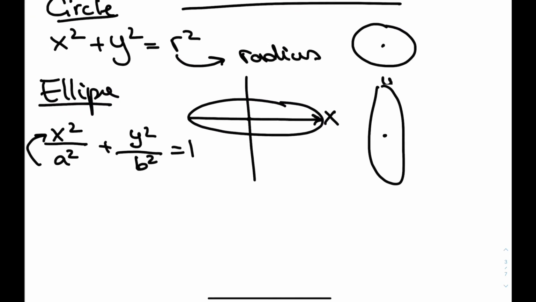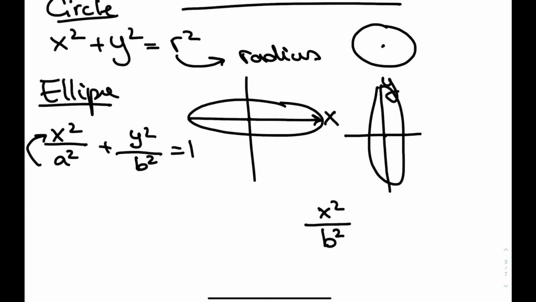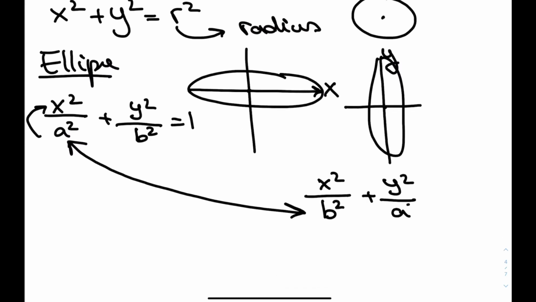However, if the major axis, the longer one, is on the y-axis, then the equation will be different. So it will be x squared upon b squared. See the difference? So it will be exactly the opposite. See? Where a squared equals to b squared plus c squared.